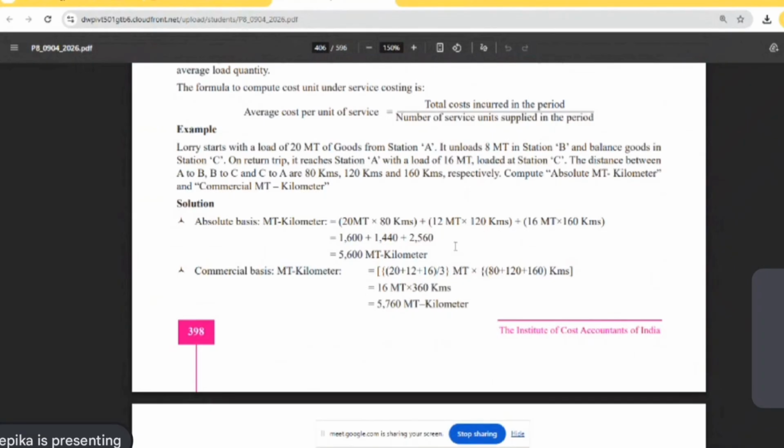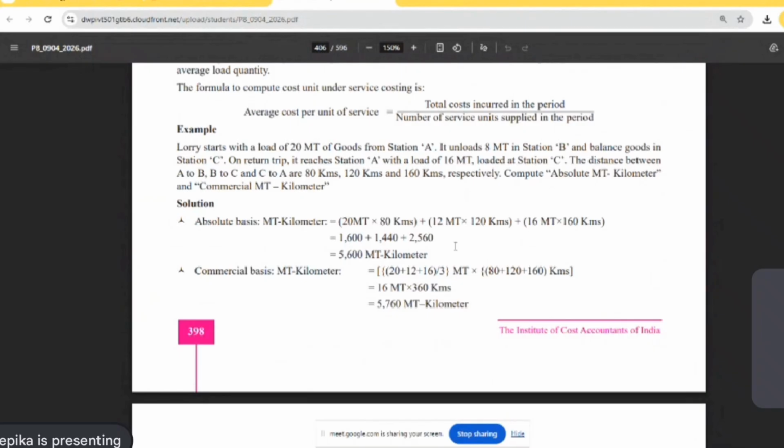Okay, so we will start this example. Lorry starts with a load of 20 metric ton of goods from station A. It unloaded 8 metric ton in station B and the balance goods in station C. On return trip, it reaches station A with a load of 16 metric ton loaded at station C. The distance between A to B, B to C and C to A are 80 kilometers, 120 kilometers and 160 kilometers respectively. Compute the absolute metric ton kilometer and commercial metric ton kilometer.